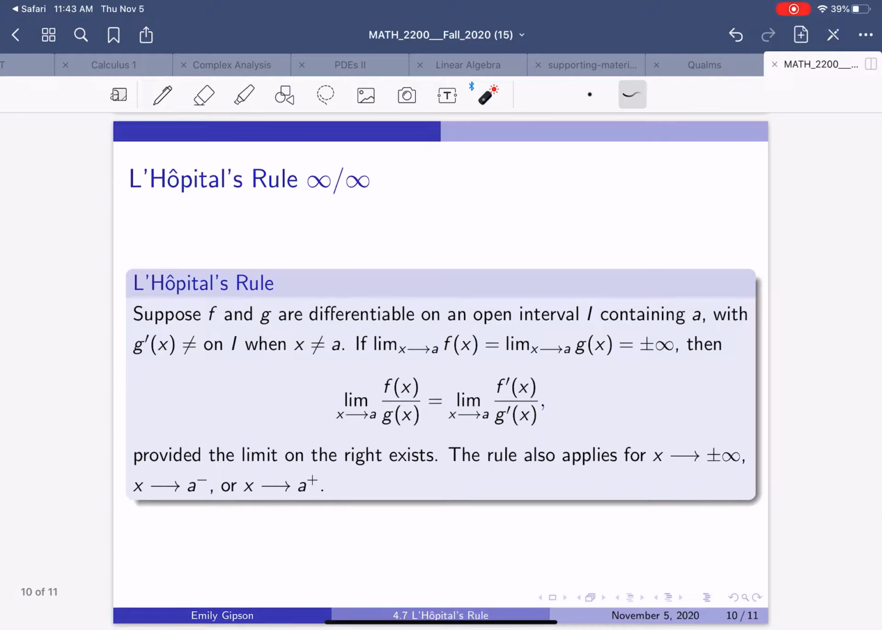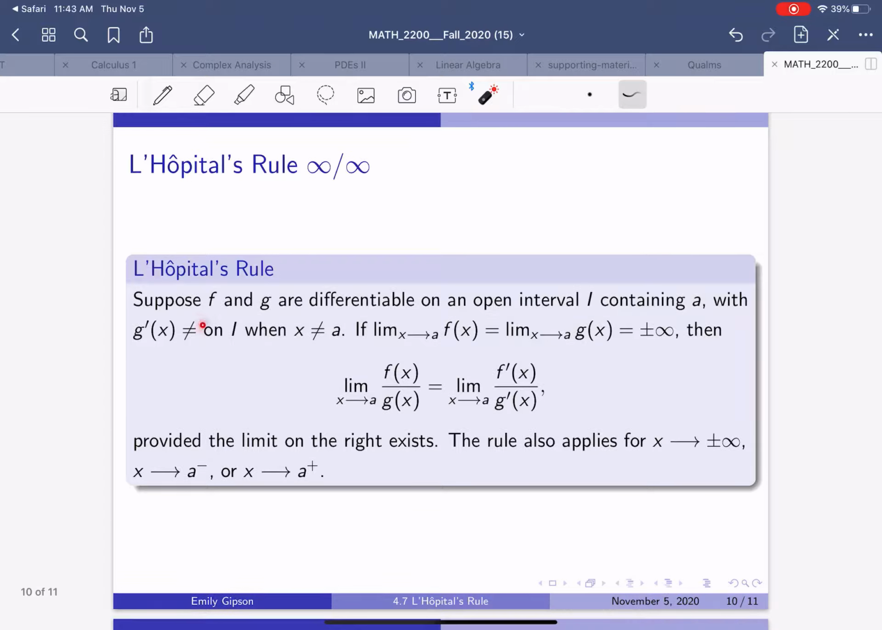So now let's talk about another indeterminate form, infinity over infinity. Suppose f and g are differentiable on an open interval I containing a point A, with g prime of x not equal to 0 on our interval I when x does not equal A. If the limit of f of x and the limit of g of x both equal plus or minus infinity, then the limit of the ratio of those functions is equal to the limit of the ratio of their derivatives, provided the limit on the right exists. The rule also applies for x approaches plus or minus infinity, x approaches a from the left, and x approaches a from the right.